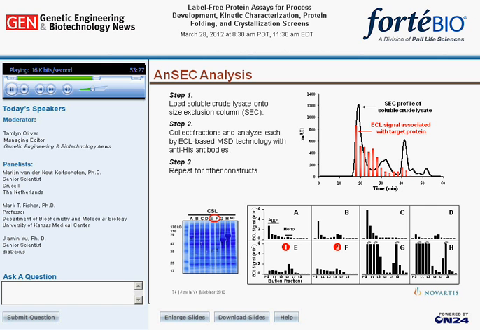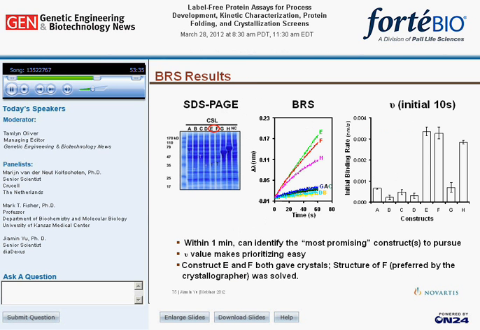Next, all crude soluble lysates were screened by the binding rate screen, and as you can see in the middle panel, within 1 minute you can identify the most promising constructs to pursue. It was extremely exciting to see that constructs E and F had the highest binding rates, which were calculated using the linear data from the first 10 seconds. The binding rate value certainly makes prioritizing very easy.